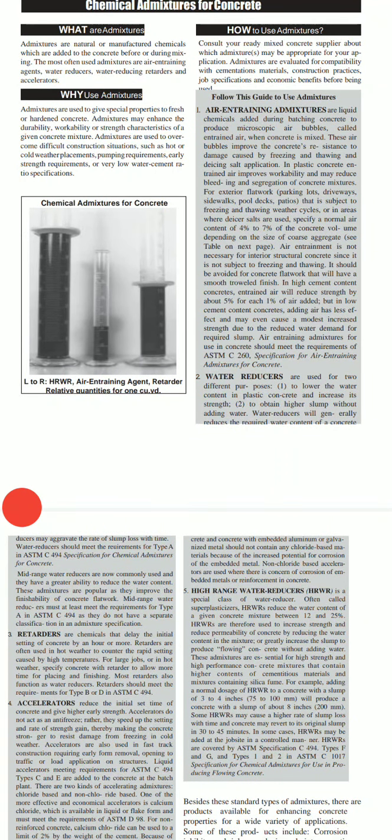The next type of admixture is water reducers. Water reducers are used for different purposes. The first one is to lower the water content in the plastic concrete and increase its strength. As we know, when there is more water in a concrete, the strength is going to reduce. We call this the water cement ratio. The appropriate quantity of water is to be added to the concrete to achieve the proper strength.